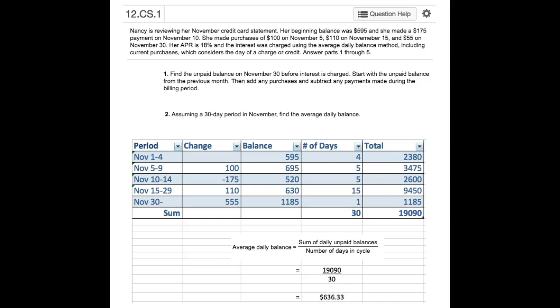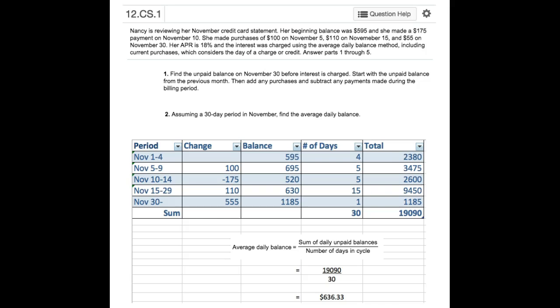It says Nancy is reviewing her November credit card statement. Her beginning balance was $595 and she made a $175 payment on November 10th. She made a purchase of $100 on November 5th, $110 on November 15th, and $55 on November 30th. Her APR is 18% and the interest was charged using the average daily balance method, including current purchases, which considers the day of a charge or credit. Answer parts 1 through 5.